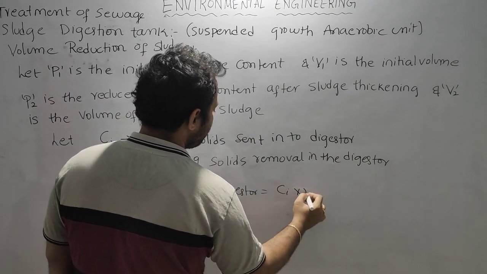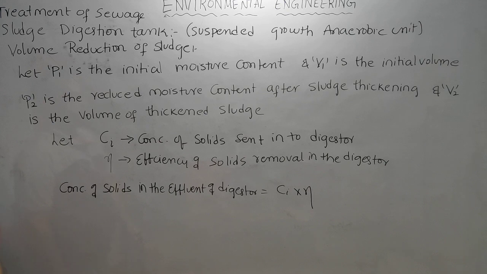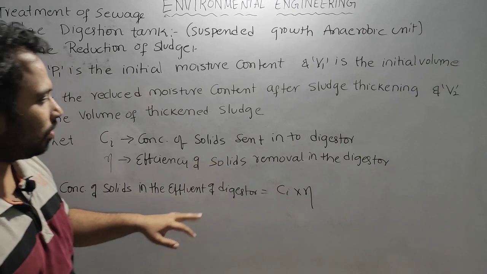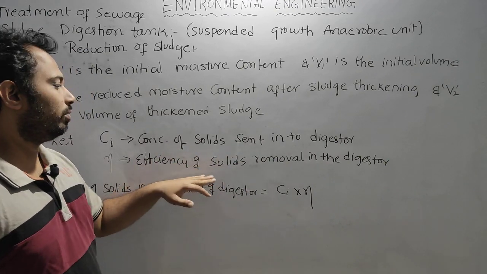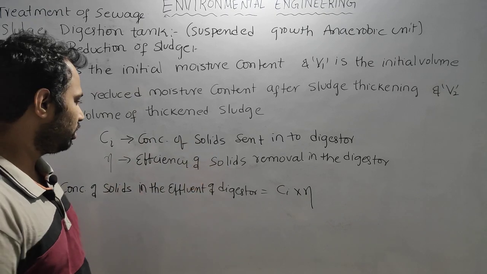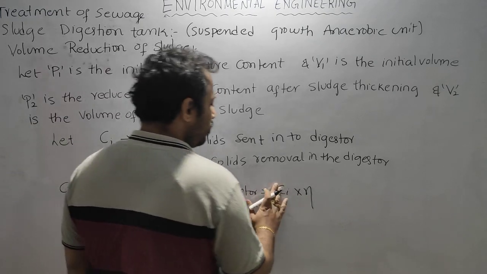In that, what is the efficiency of removal? That much concentration is removed. So this is the concentration of the solids you are applying into the digester. This is the efficiency of the solids that are removed in the digester, and this is the removed part.